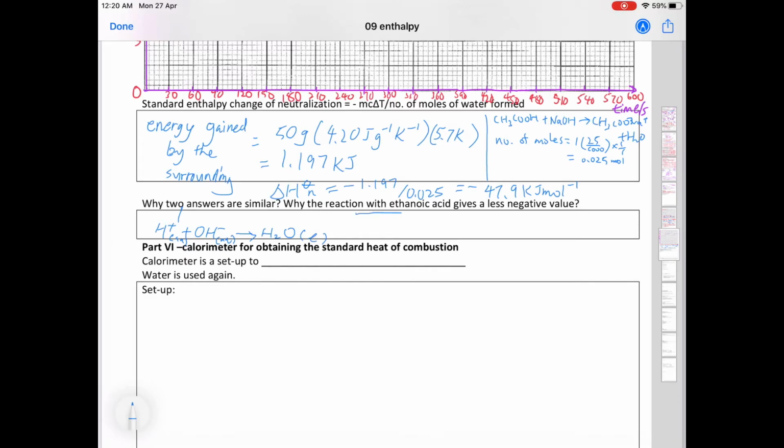However, for ethanoic acid, it gives you a less negative value, and you can link it to the definition of a weak acid. What is meant by a weak acid? Well, a weak acid is only partly ionized to form hydrogen ion when dissolved in water, and some of the energy in the process is actually used to ionize the H+ before the reaction can take place. Can you see the idea? So the energy released to the surrounding will be relatively less than that between HCl and NaOH.